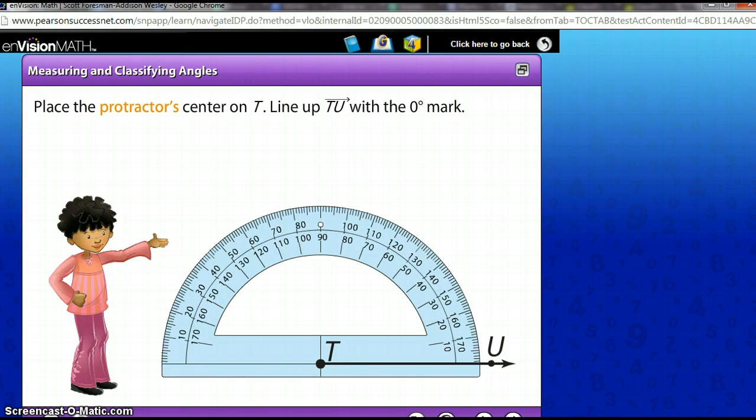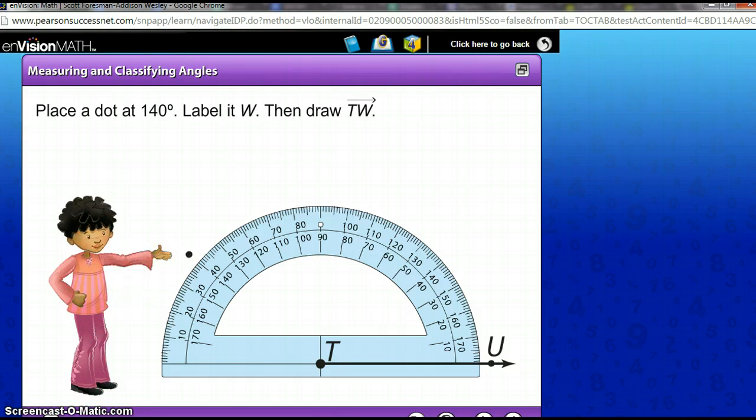Place the protractor center on T. Line up ray TU with the 0-degree mark. Place a dot at 140 degrees. Label it W. Then draw ray TW. So do your dot. Then you'd actually have to move your protractor. You'd have to slant it and draw your nice straight line going that way from your first dot to the dot you just drew. That's how you use your protractor to draw angles. So you can use it to measure them and to draw them as well. We said draw an angle with 140 degrees, so that's why you drew a dot above the 140 mark.